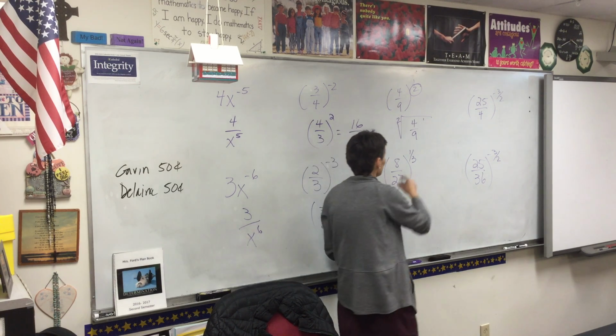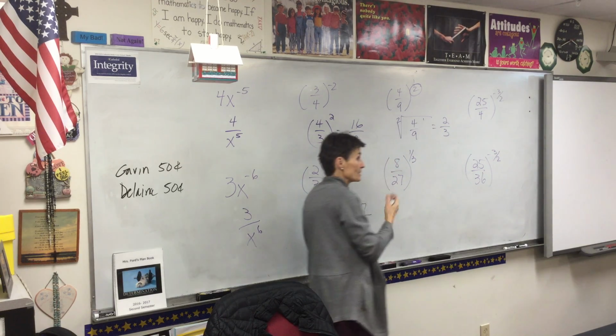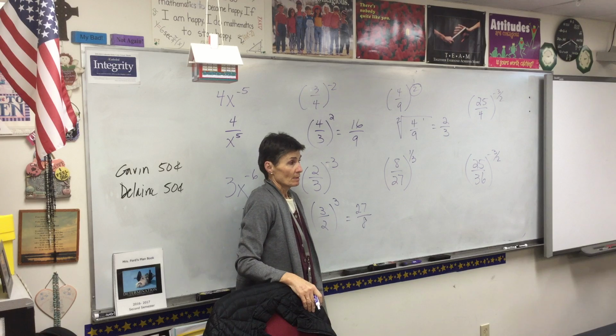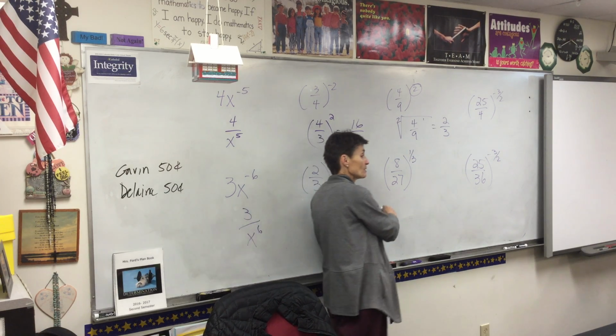This tells you it's a square root. Now, what's the square root of 4? 2. And the square root of 9? There's your answer, 2/3. Anybody get that one right? A couple of you? Good, very good. Let's try this one. Same thing.